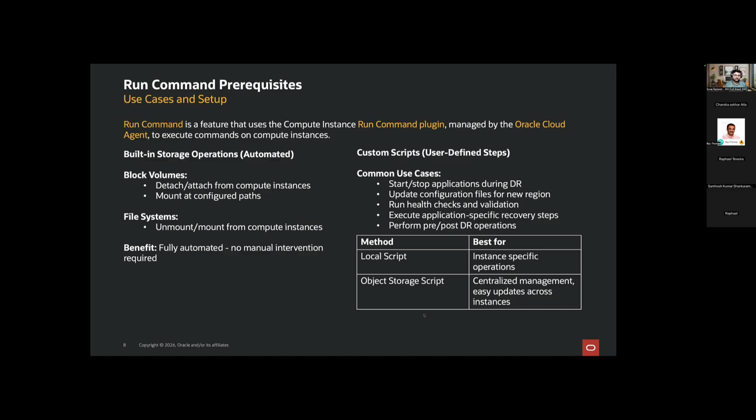And also for file system, right? Once the file system switchover is done, ideally you want to mount the replicated file system in the target region, right? So for that, again, behind the scenes, we use this run command to execute the scripts. So these are the built-in things where we use run command.